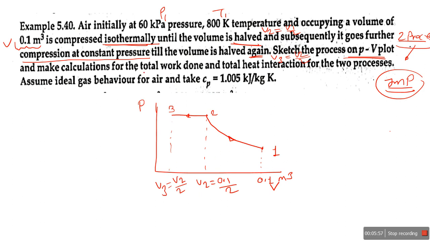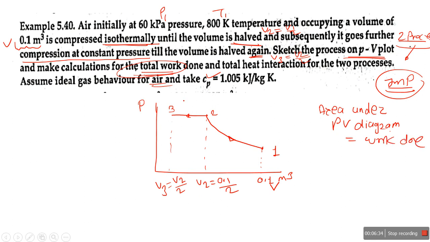Make calculation for the total work. Very important numerical: total work done and total heat interaction for the two processes. Assume ideal gas behavior for air and take Cp equal to the given value for air. They are going to ask to calculate the total work, and we know that the area under the PV diagram is equal to work done.